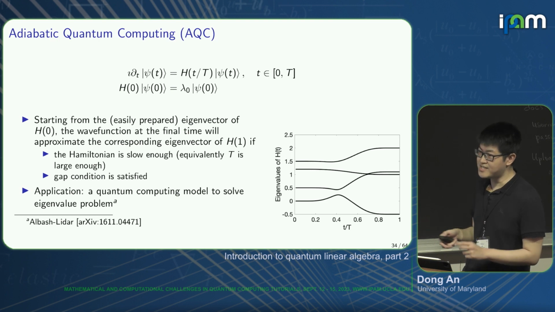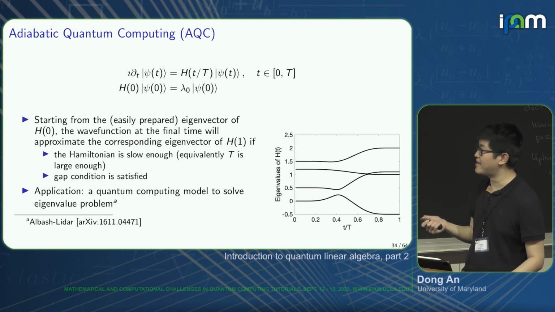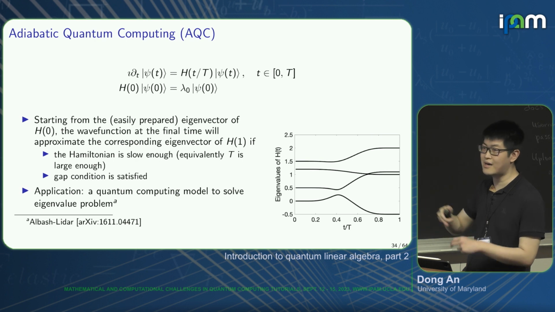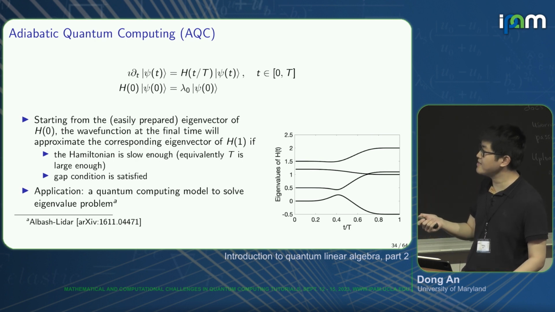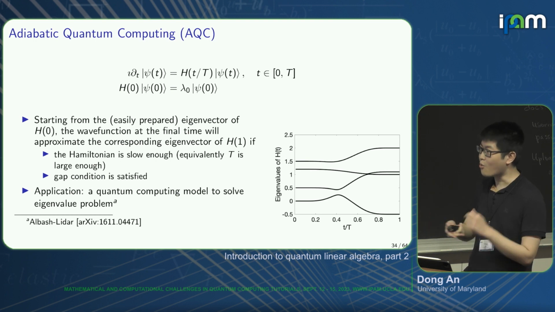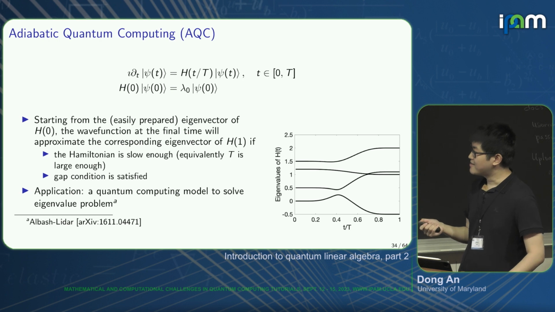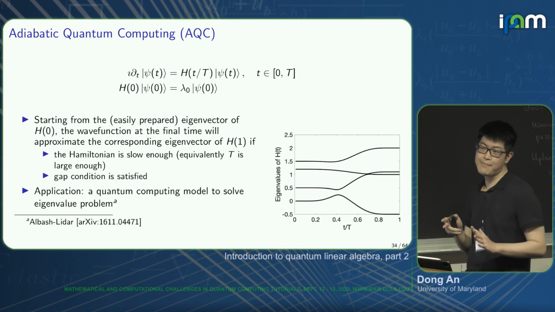Here we have some features for this Hamiltonian H. First, H is changing very slowly, because the argument of H is little t over capital T, which means it is changing on the level of a rescaled time. If my physical evolution time capital T is very large, then my Hamiltonian is changing quite slowly. The second feature is that I will assume this Hamiltonian has a gap condition.